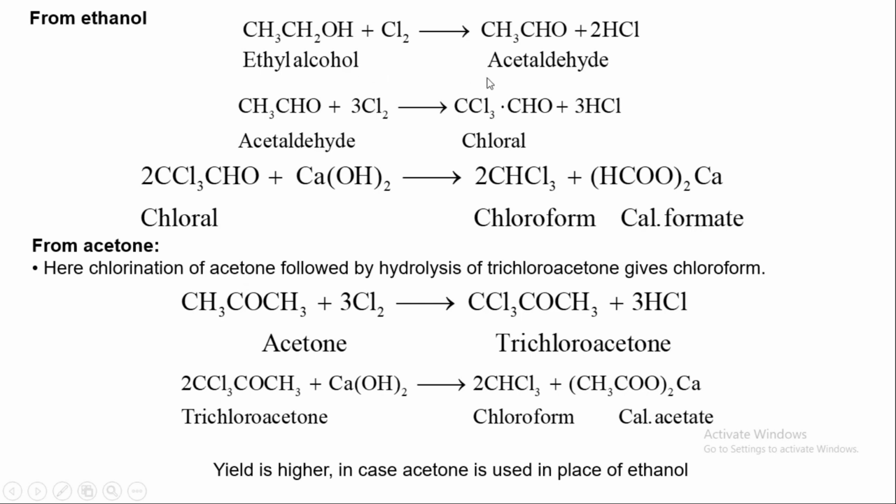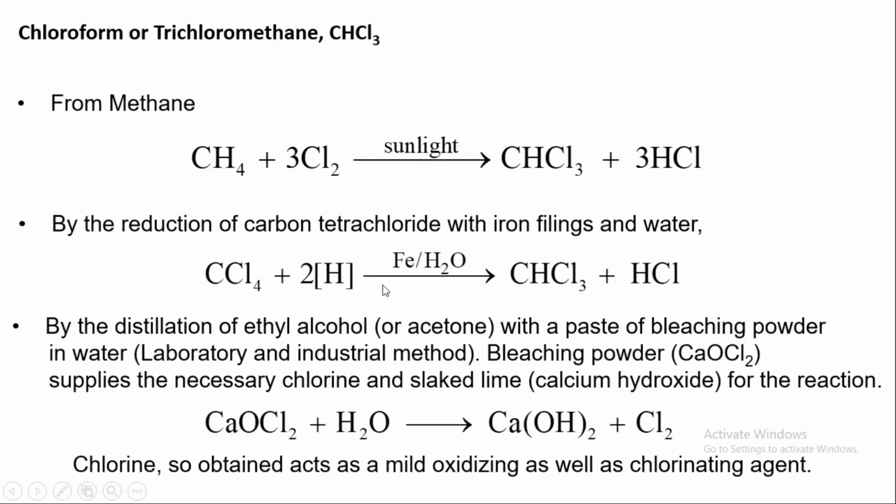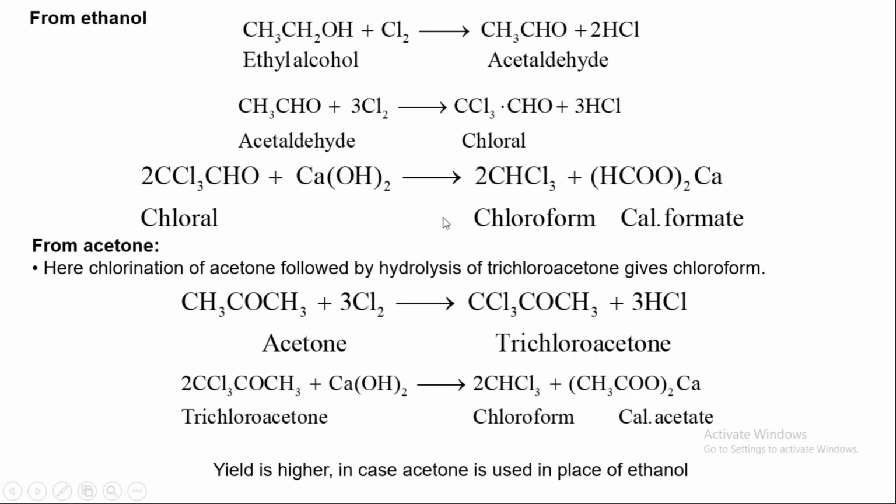Ethanol with chlorine will undergo oxidation and we will get acetaldehyde. Acetaldehyde again with chlorine will give chloral. What is chloral? CCl3CHO, trichloroacetaldehyde. This chloral reacts with calcium hydroxide, which is present in the solution, and will form chloroform and calcium formate. So this is the preparation from ethanol.